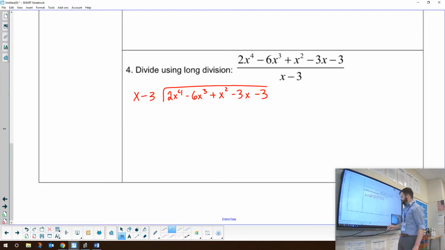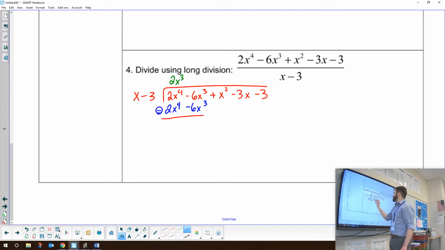Okay, now let's multiply this out. X times 2x to the 3rd is 2x to the 4th. 2x to the 3rd times negative 3 is negative 6x to the 3rd. Draw the line, change the sign. So we're going to change this one to a minus, this one to a plus. 2x to the 4th minus 2x to the 4th, these cancel. Negative 6x cubed plus 6x cubed, those cancel too. So they just cancel out.